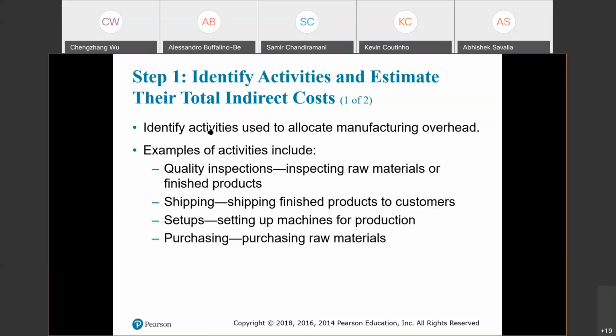The first step in developing an activity-based costing system is to identify the activities that will be used to allocate the manufacturing overheads. Analyzing all the activities required for a product or service force managers to think about how each activity may be improved or whether it is necessary at all.